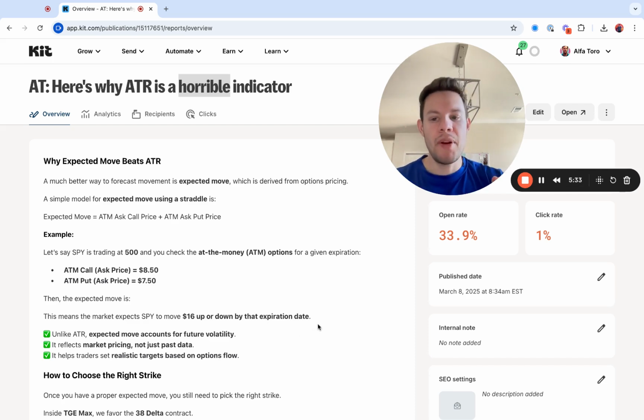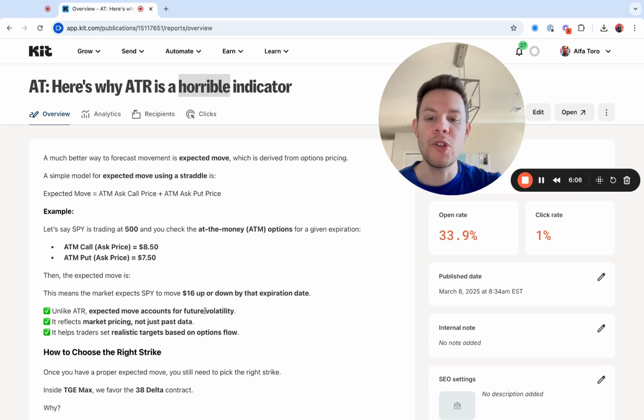Once you have that number, you take the current price of the stock, which is 500, plus 16 to the upside and 500 minus 16 to the downside. That's the range for the weekly or whatever the expiration date is. It could be for the day, 2 days from now, or a week from now, but that is the range you can play with by that given date from the current price. And that has about a 68-70% chance of hitting. So unlike ATR, expected move accounts for future volatility.